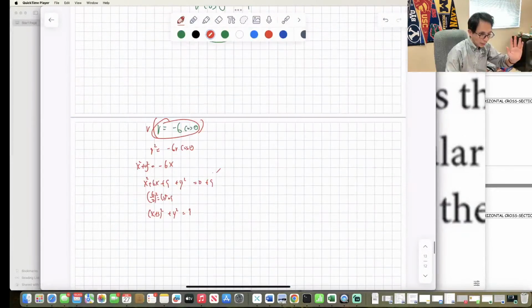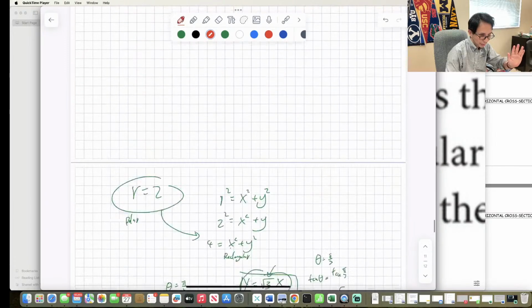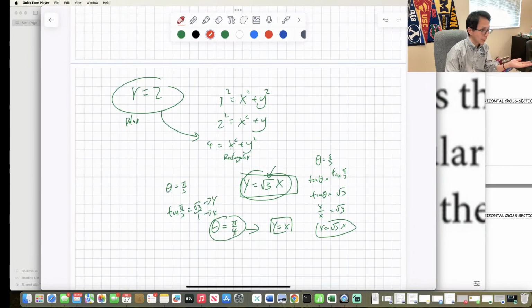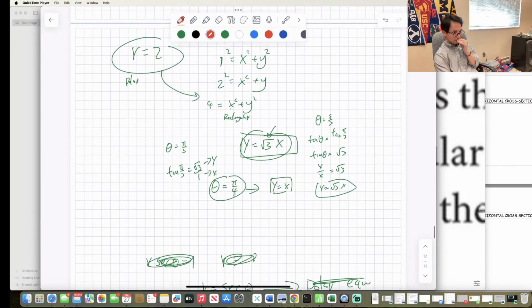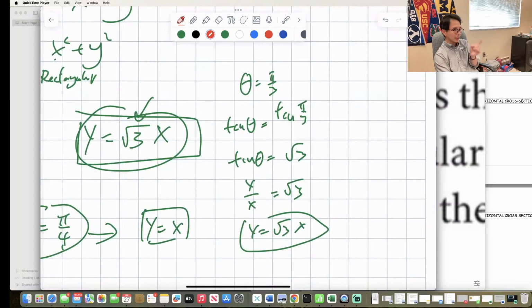We learned how to convert r equal to 2. R is the square root of x squared plus y squared, so I can square both sides and get x squared plus y squared equal to 4. Now r equal to secant theta: I can change that to 1 over cosine theta, move the cosine theta to the other side, and that becomes x equal to 1. I also can do this one here. Take tangent of both sides. Remember, I'm just using the equation that was given to me. I get tangent theta equal to tangent pi over 3, which is square root 3. Tangent theta is equal to y over x, so move the x to the other side: y equal to root 3 x. Is that okay?